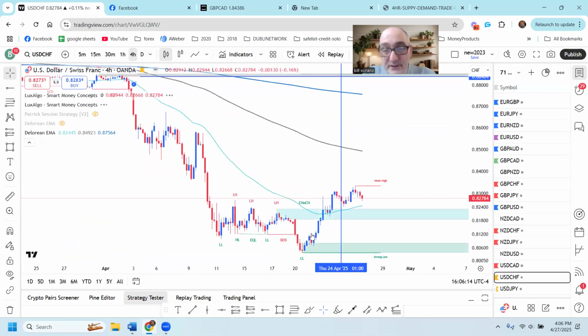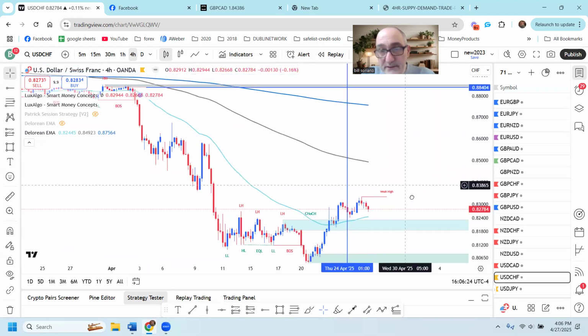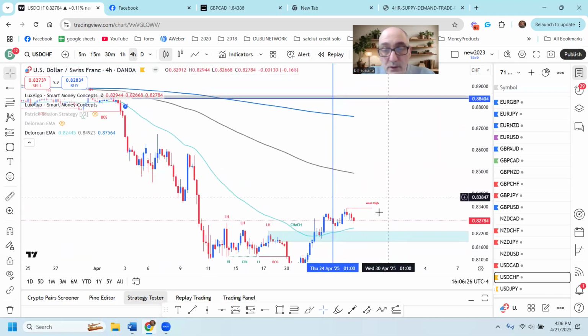USD CHF, this was a current area where this was a valid supply zone here. The price went through it, so now it's invalidated. So we'll need to wait and see what we want to do with this trade.